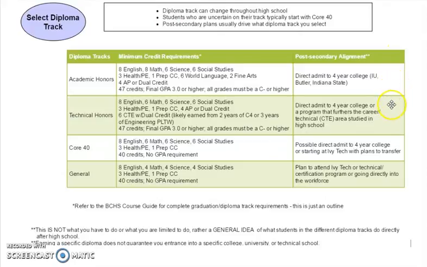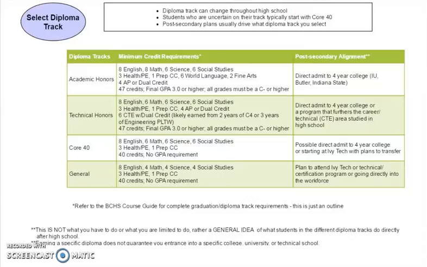We've also listed out a general idea of what students on different diploma tracks do after high school. I cannot emphasize enough that this is not a limitation of what you can do after high school with each of these diplomas, nor is it a guarantee of what you will do after high school. It's just, again, a general idea of what students on different diploma tracks generally do.